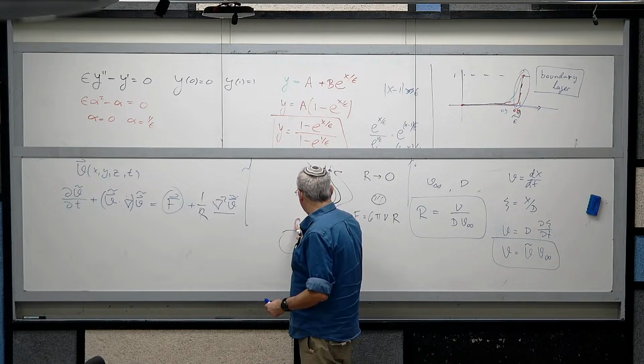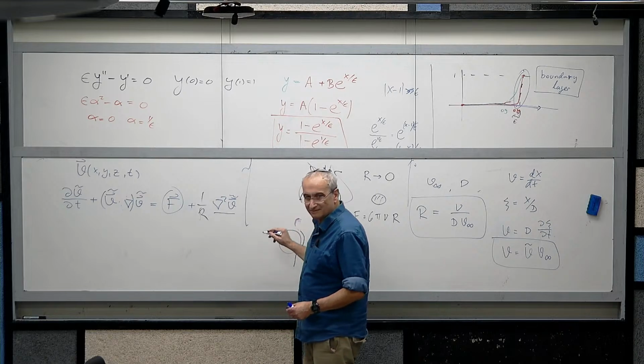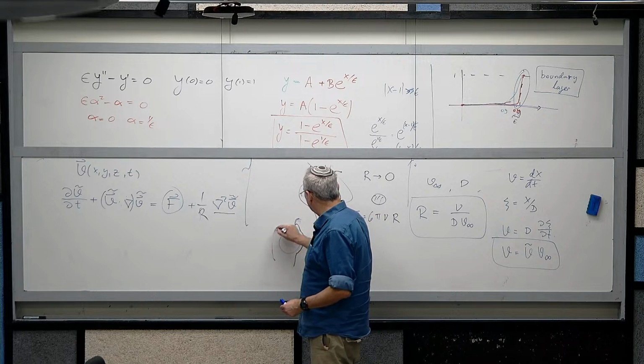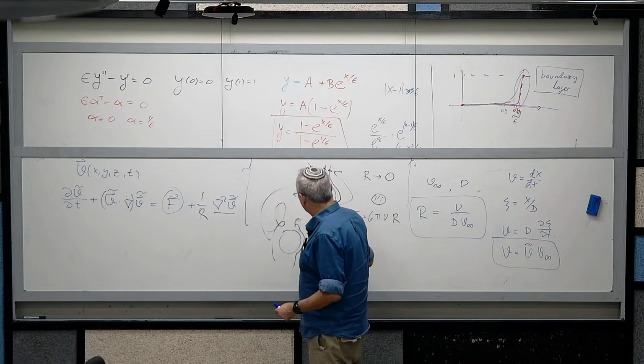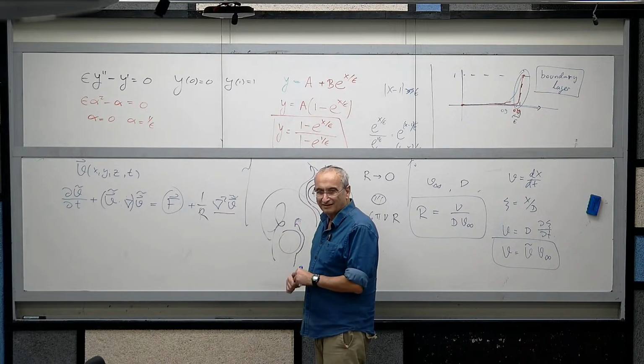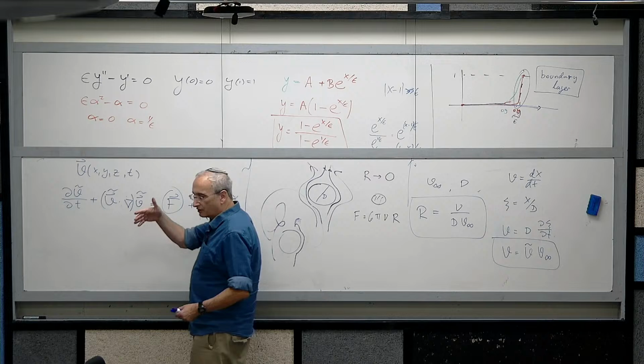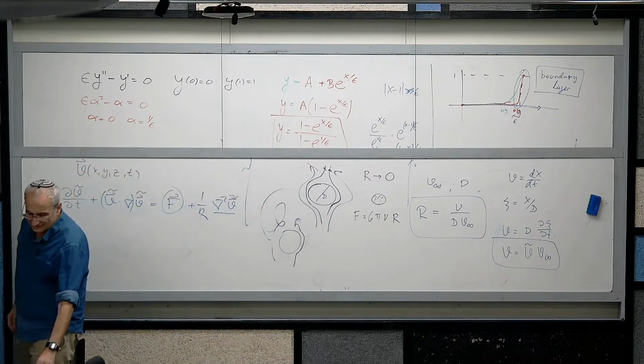You start getting turbulence, right? So you get something like that, and at the end of the day, there is huge turbulence around the object, right? And the turbulence is becoming worse and worse and more and more chaotic as R goes to 0.